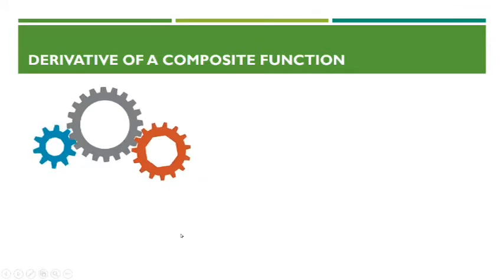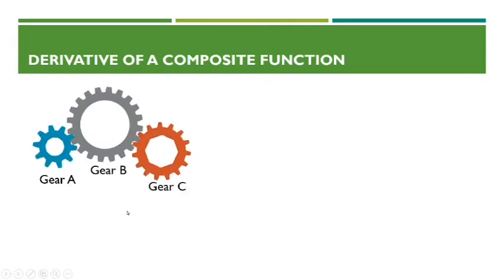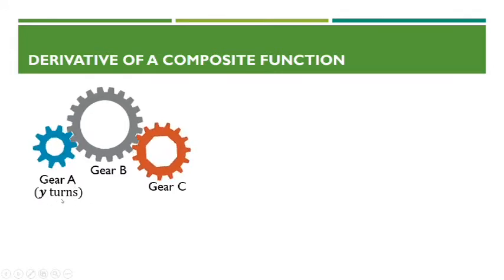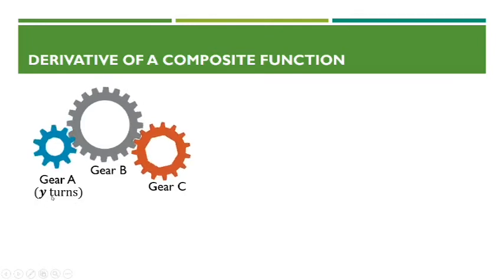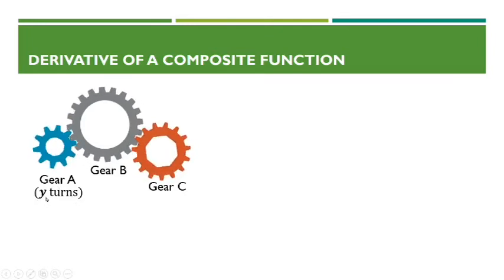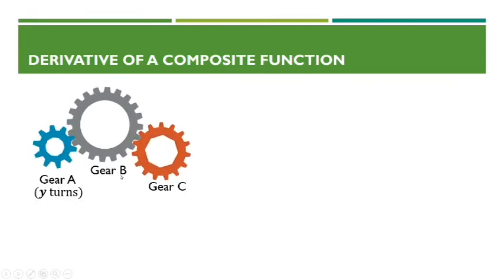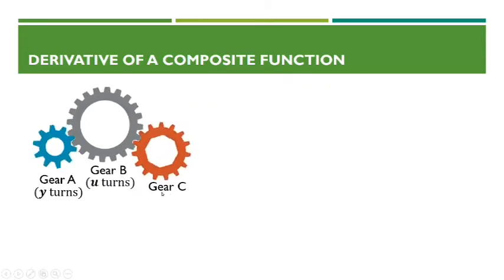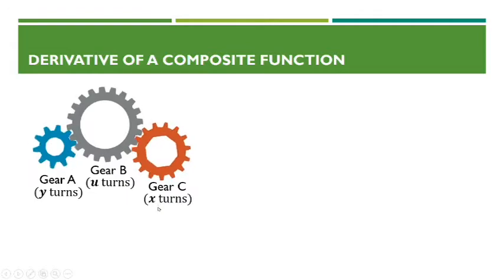For illustration, for example, if we have gears, a chain reaction, kaya tinawag na chain rule, let's have gear A, gear B, and gear C. Ang bilang ng ikot ng gear A ay Y, so Y turns. Yung dami ng ikot ng gear A na nagagawa niya is Y, and yung gear B ay, number of turns niya ay U, and yung gear C ay X turns.